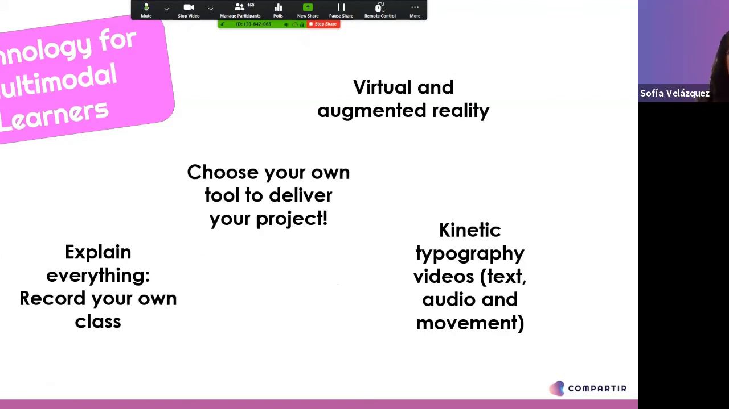Some specific suggestions for the multimodal learners would be virtual and augmented reality. We can use everything in there. I remember these kinetic typography videos that have text, audio, and movement all at once. So it's basically the text moving around. That includes all three senses. And Explain Everything is the name of an app where you can record your own class.